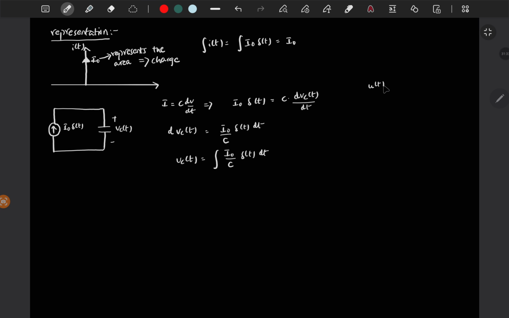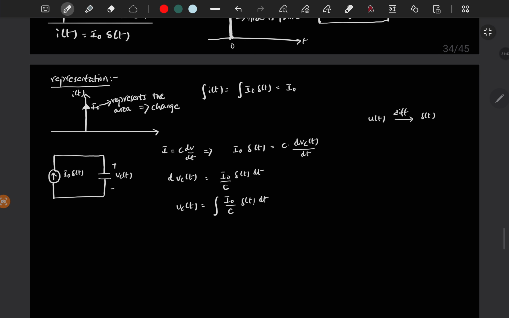So the differentiation of U of t is del of t. Why? Because U of t is 0 till t is equal to 0. At t is equal to 0, there is a sudden change. So if you differentiate this equation, this is constant, this is constant, so you will get 0, right? From here for t less than 0, and for t greater than 0. But at t is equal to 0, there is a sudden change, right?